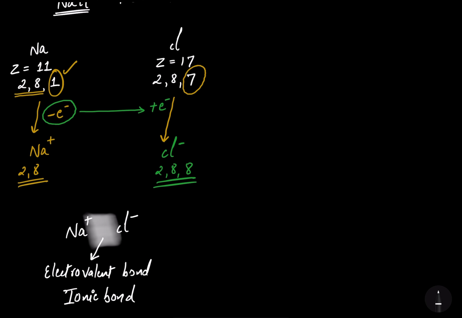Here sodium has lost one electron to achieve the stable noble gas configuration of neon, that's 2, 8, and chlorine has gained that electron which has been lost by sodium to attain the stable electronic configuration of argon, that's 2, 8, 8. So we got two oppositely charged ions, Na positive and Cl negative, and there is an electrostatic force of attraction between the oppositely charged ions, which is termed an electrovalent bond, or we can say ionic bond.